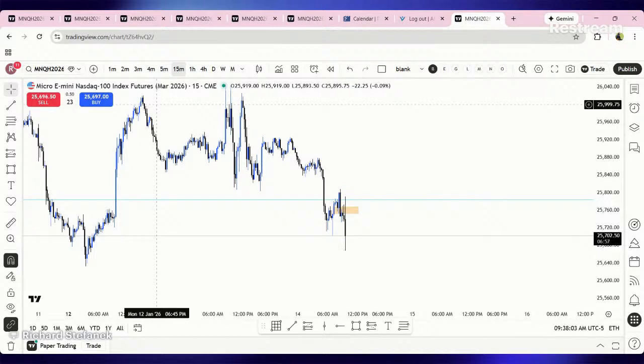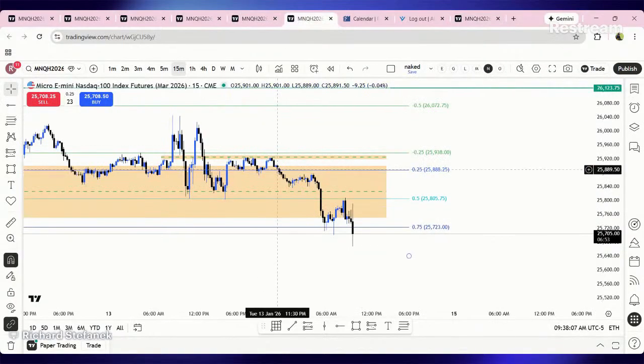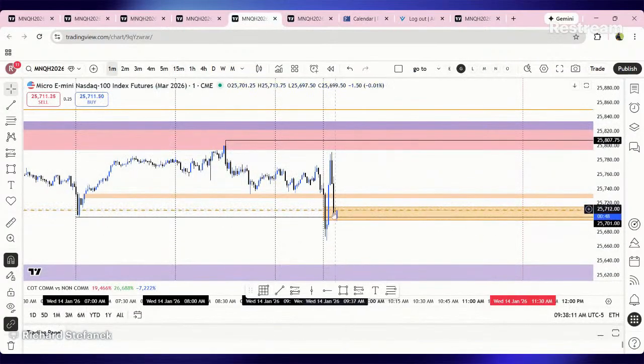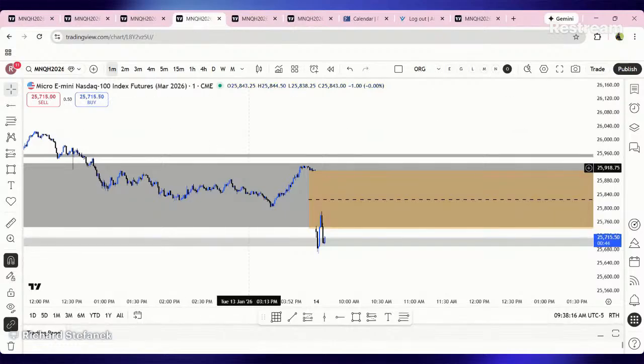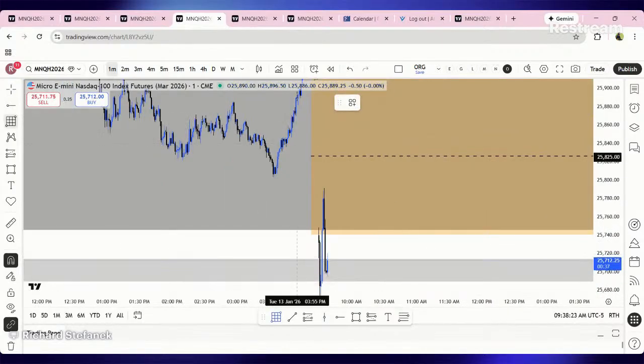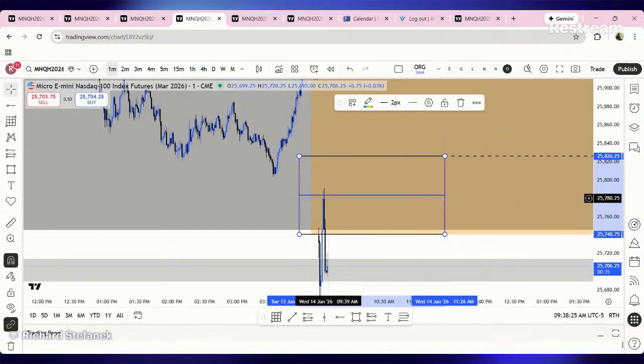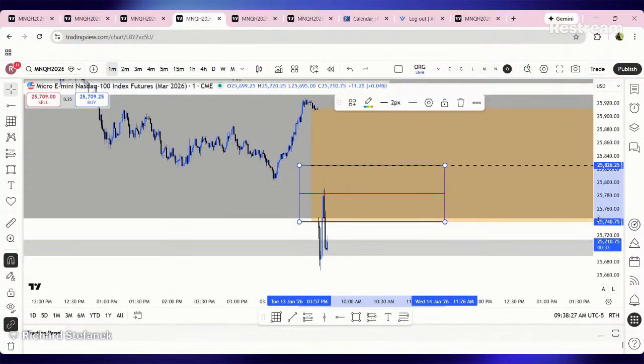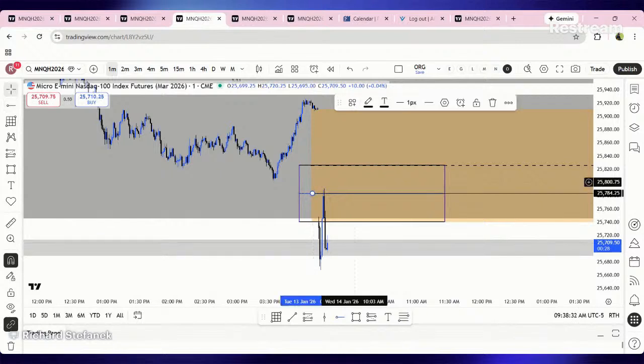Just chilling for the time being. Now inside the first presented fair value gap. Here it came up to the lower quadrant of the opening range gap right now. So I'll mark that for y'all just so you can see it.